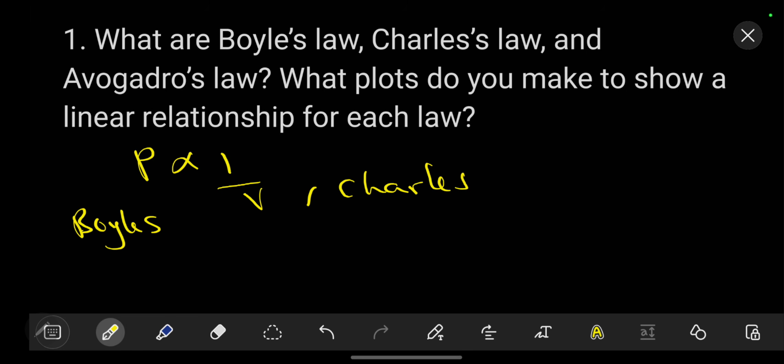dry gas is directly proportional to the Kelvin temperature. So the relationship is a direct proportion. If the temperature increases, the volume also increases.